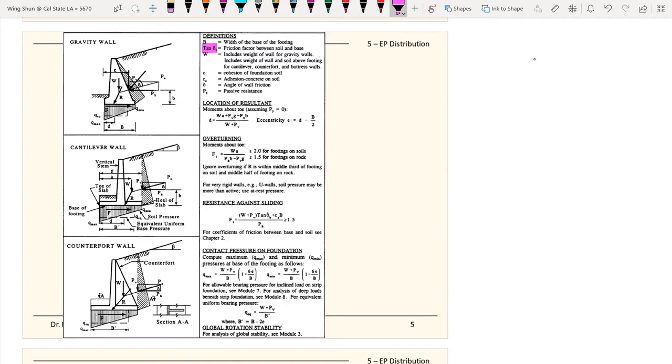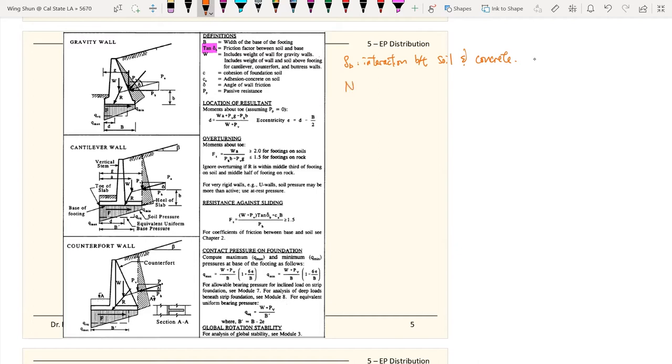Remember your direct shear test: when you're testing on sand, you're forcing sand sliding against sand. But now it's your soil sliding against the structure, very likely concrete. So this angle here is the interaction between soil and concrete or other material.